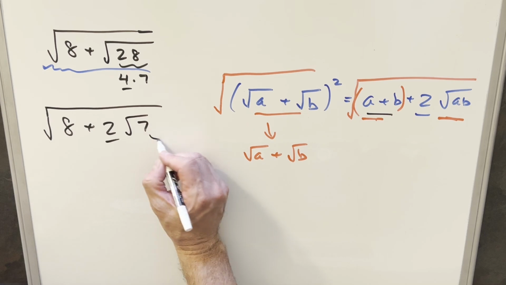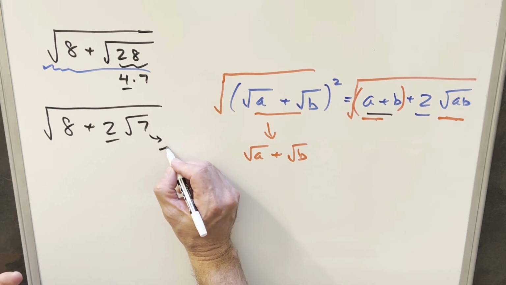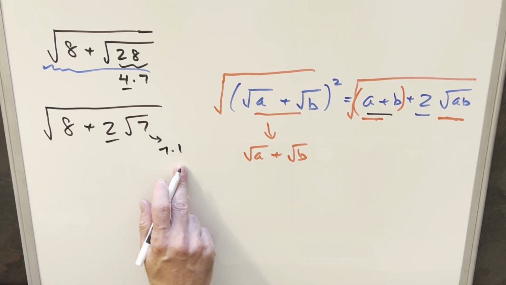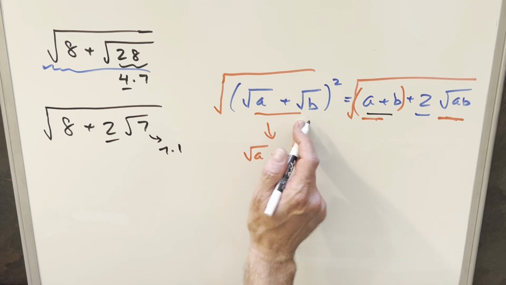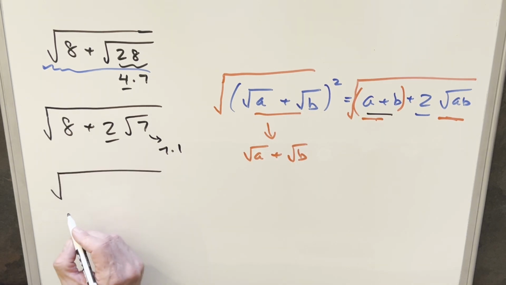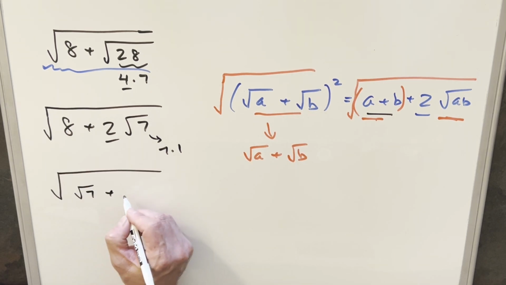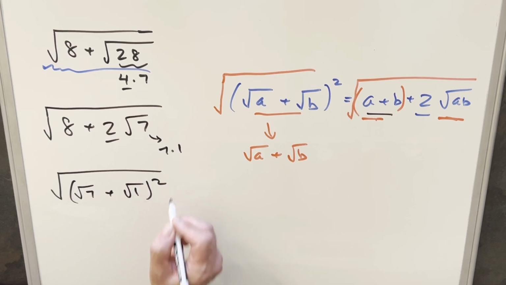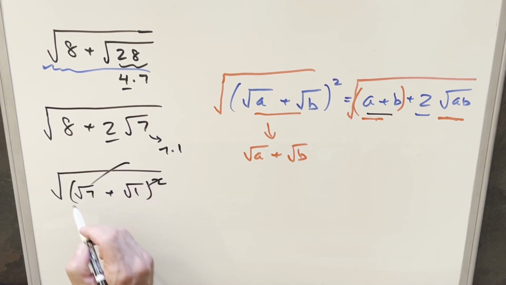We put our 2 here. 7's prime, so there's only one way to do this, right? This is going to be 7 times 1. So then looking at this, we can write this as square root of 7 plus square root of 1 squared. Cancel the square with the square root.